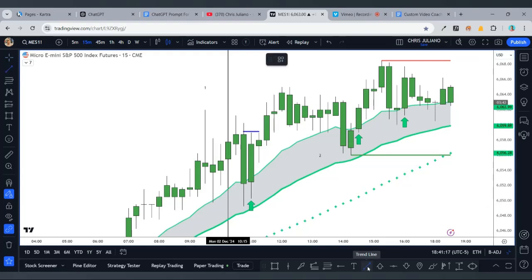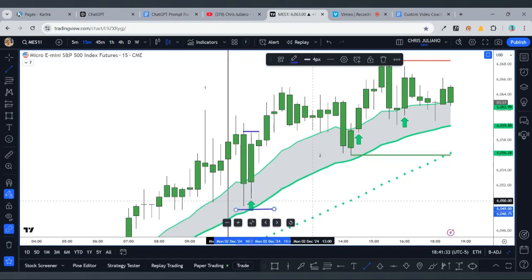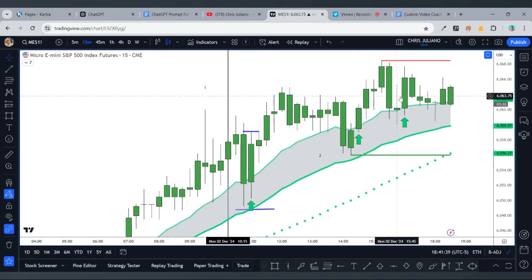Where is your stop loss going to go? Your stop loss is going to go right below this candle. And you can see how close this is, right? So your stop loss would go right below that structure. And we get a big win.